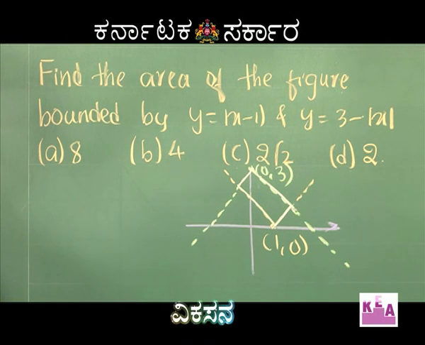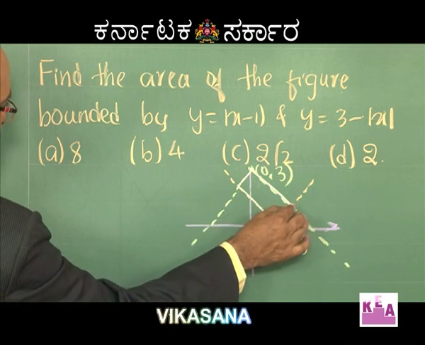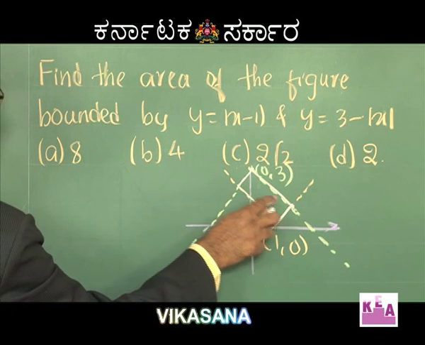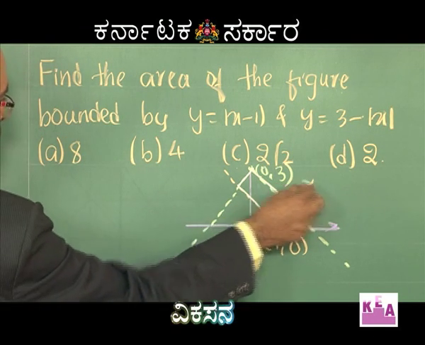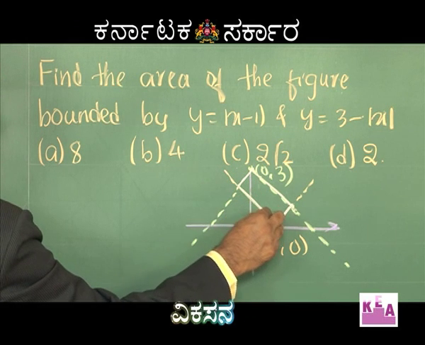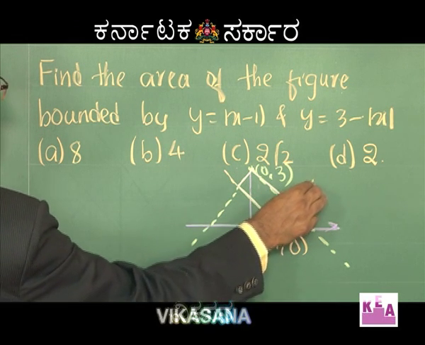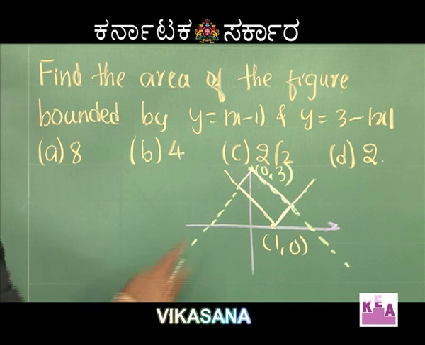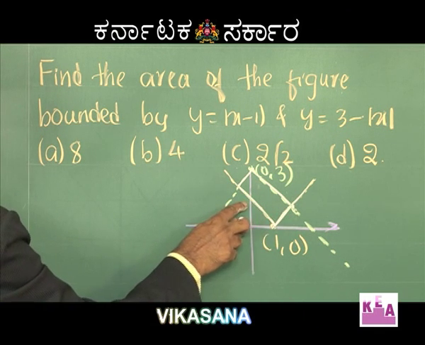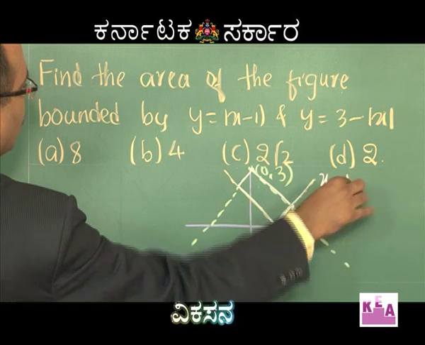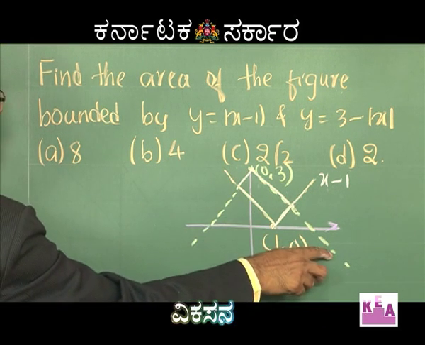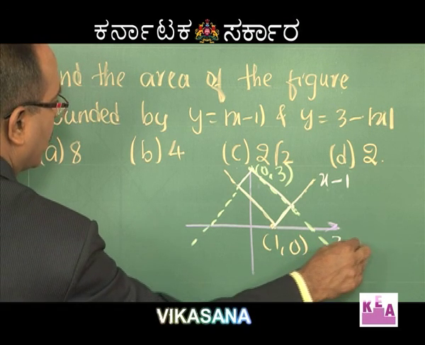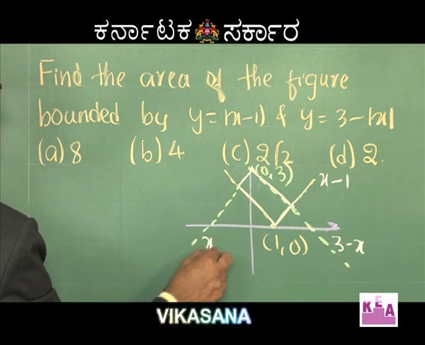Now the question is, how to find out this? If we are able to locate either this point or this point, we can find out this length as well as this length. Is that correct? So for that, we have to go back to the basics of modular function. This is y is equal to mod of x minus 1. Out of this, this is x minus 1 and this is 1 minus x. This is x minus 1. This y is equal to mod of 3 minus x. This will be y is equal to 3 minus x. And this will be x minus 3.